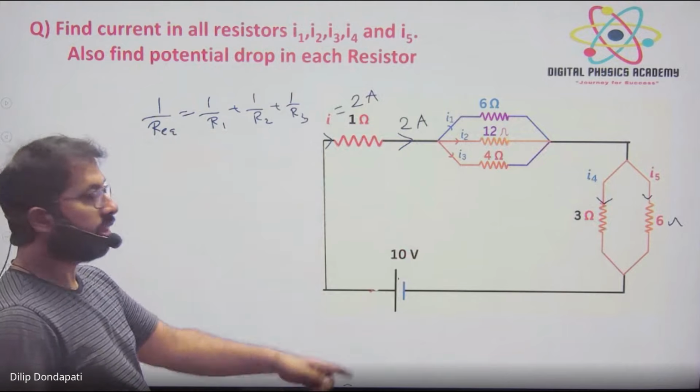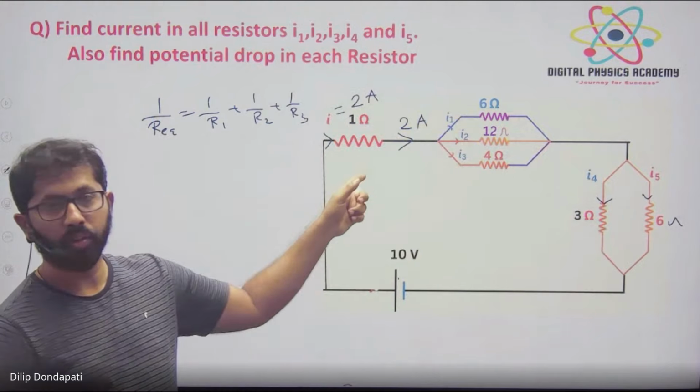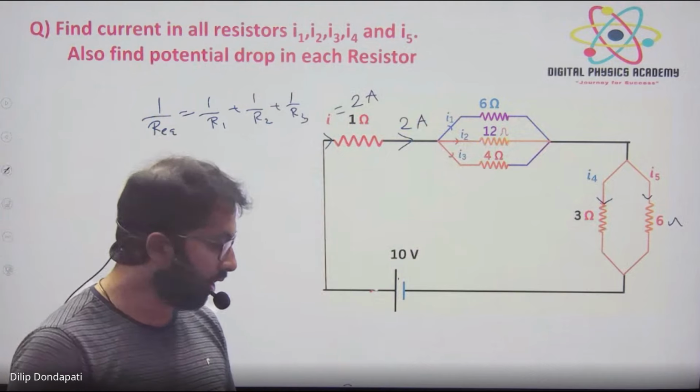नाउ 2 एम्पियर इज फ्लोइंग इन द 3 resistors, बट वी डोंट नो वोल्टेज. करंट डिवाइडर यूज करो. फाइंड I1, I2, I3.